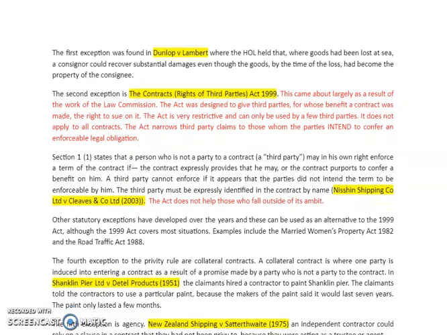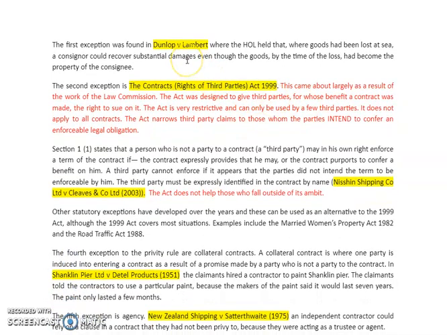So the first exception was found in Dunlop and Lambert, where the House of Lords held that where goods had been lost at sea, a consignor could recover substantial damages, even though the goods, by the time of the loss, had become property of the consignee. A more common exception that you're likely to come across, though, comes from the Contracts (Rights of Third Parties) Act 1999.